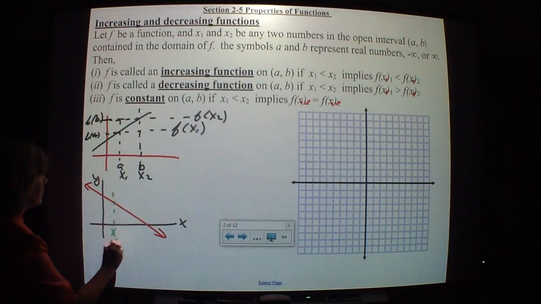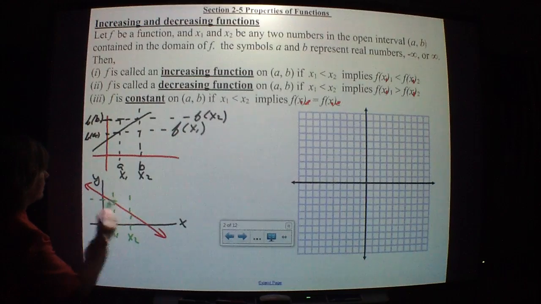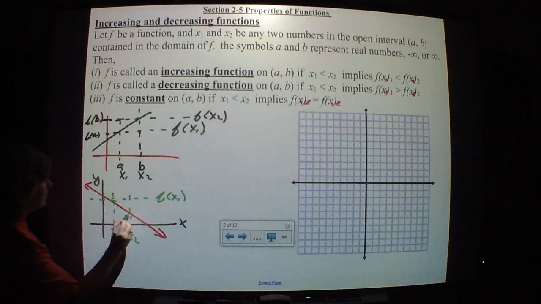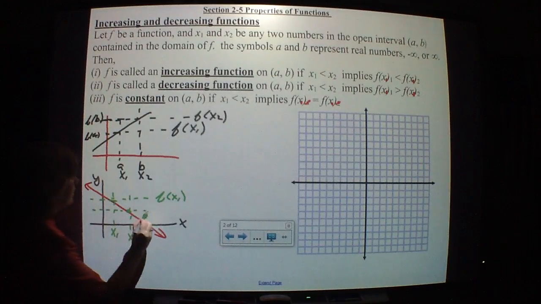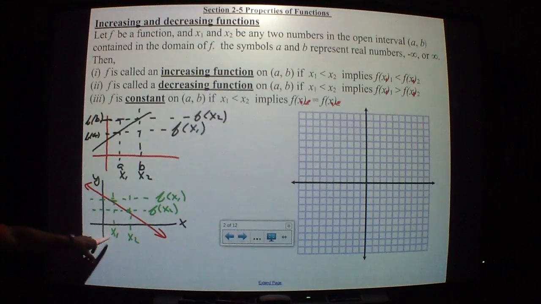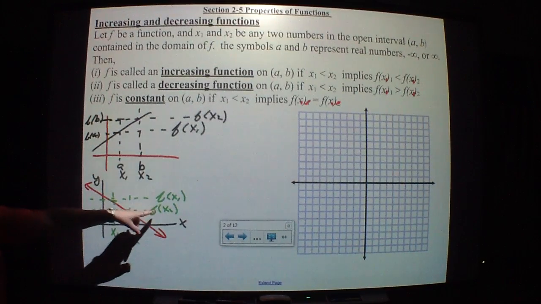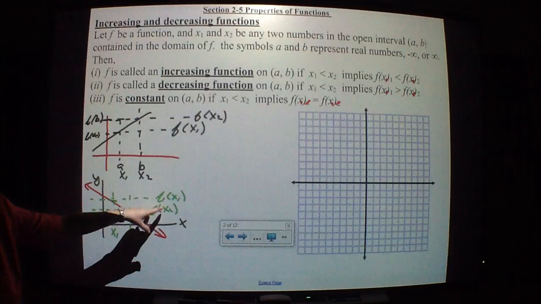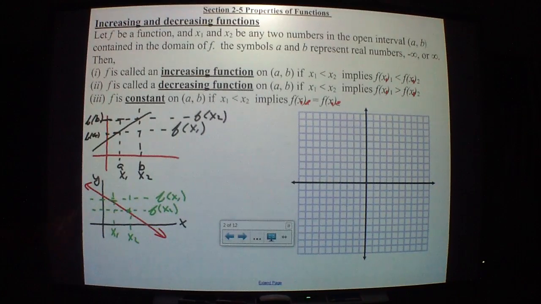I have some x sub 1 here. I have some x sub 2 here. This right here is f of x sub 1. This right here is f of x sub 2. Notice x sub 1 less than x sub 2. Here, f of x sub 1 is greater than f of x sub 2. So here's a decreasing function.